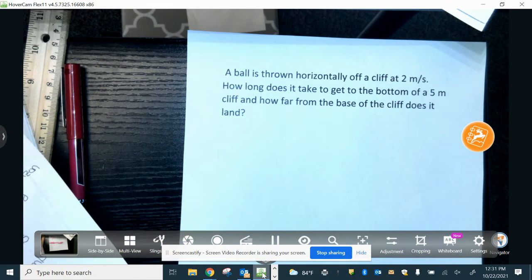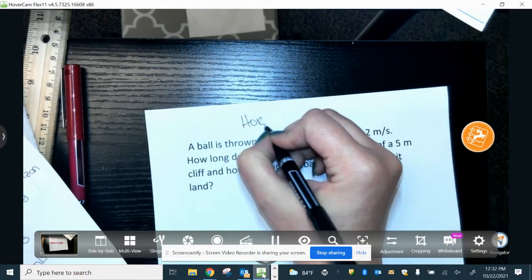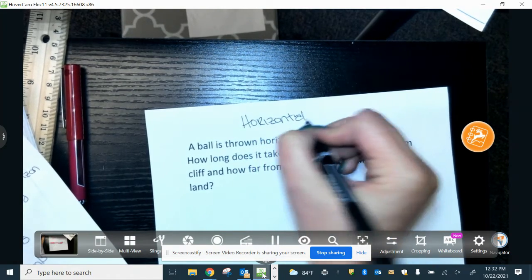All right. So this is going to be a quick reteach on horizontal projectiles.